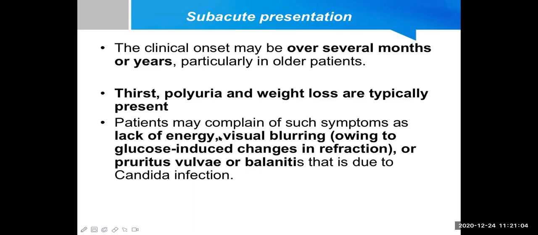Patients may complain of symptoms such as lack of energy, visual blurring, or pruritus vulvae, or even balanitis. So they are similar symptoms to the acute presentation, but they occur over several months or even years, meaning they occur slowly. Visual blurring may occur because of glucose-induced change in refraction. Remember, they are older people, so most of them already have refractive error, and they keep frequently changing their glasses. This is known as change in refraction. This is another important manifestation of hyperglycemia.